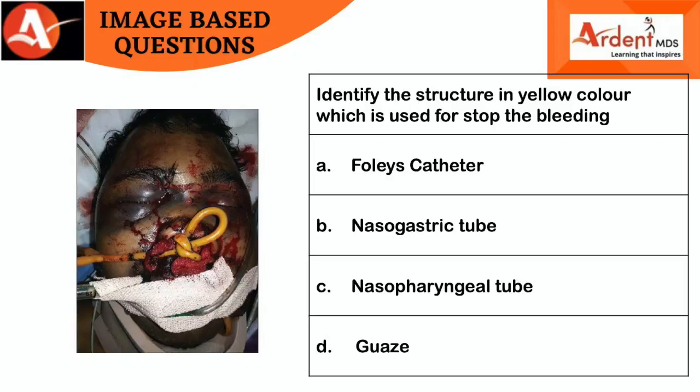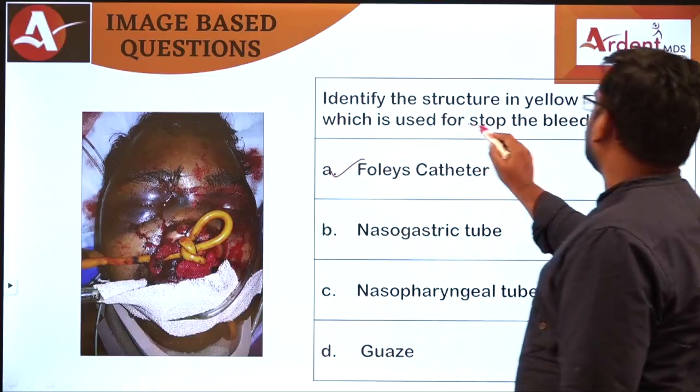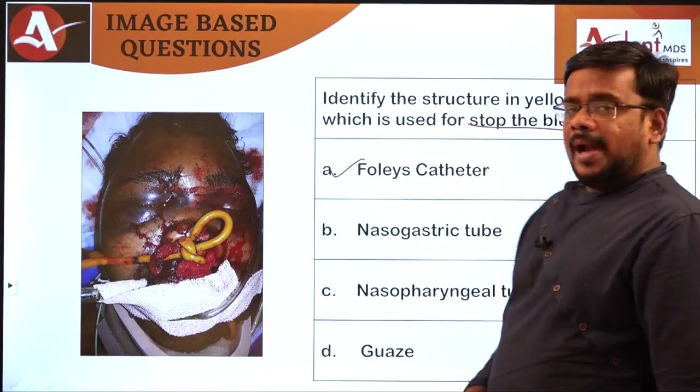This is again one more image-based question and many of the students were confused about this. The reason is, the answer for this is Foley's catheter. Usually Foley's catheter is used for passing urine from the bladder, but sometimes, if the bleeding is not able to be controlled by electrocautery and this Foley's catheter is used, the pressure from the balloon of the Foley's catheter stops the bleeding. So that is the reason or idea for Foley's catheter being used to stop the bleeding. So the answer is A.